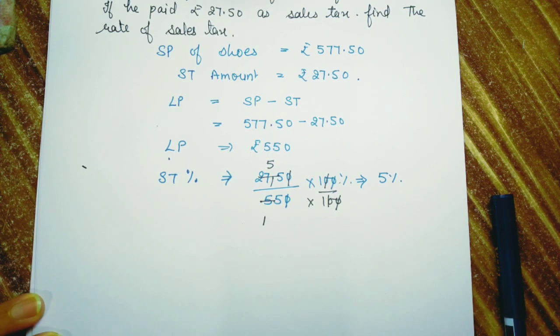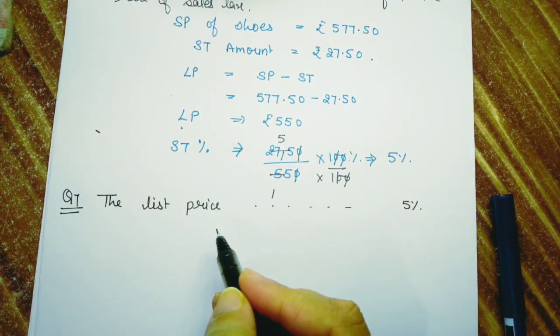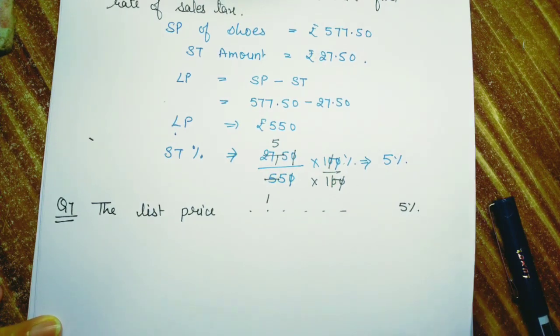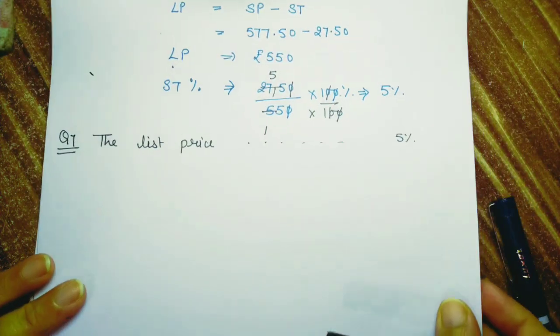Okay, students. Now question number 7. In question number 7, they have given the list price of a table is rupees 2400. If the shopkeeper allows a discount of 12% on the cash payment, how much will a customer pay if the sale tax is 5%?